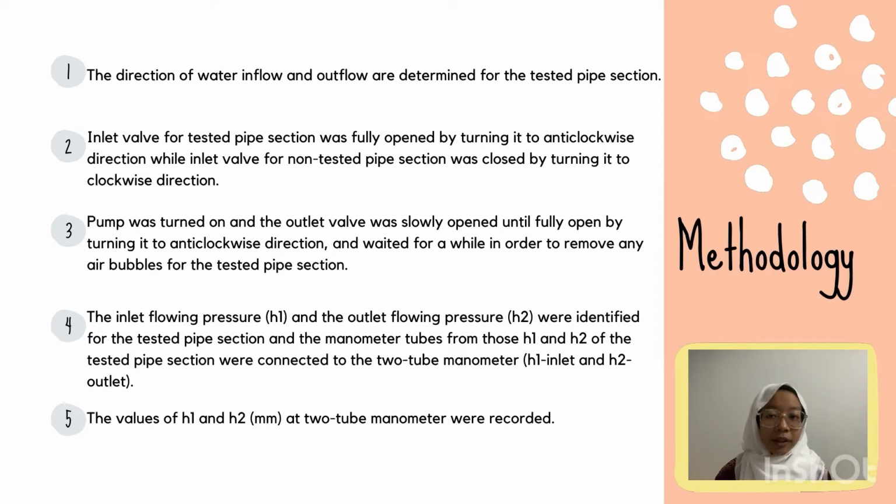The inlet flowing pressure H1 and the outlet flowing pressure H2 were identified for the tested pipe section, and the manometer tubes from those H1 and H2 of the tested pipe section were connected to the 2 tube manometer, H1 inlet and H2 outlet. Next, the values of H1 and H2 in millimeters at the 2 tube manometer were recorded.